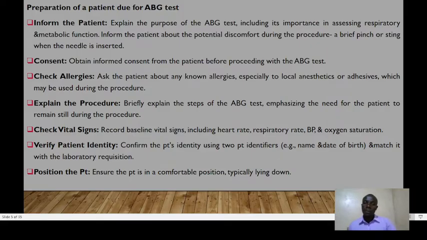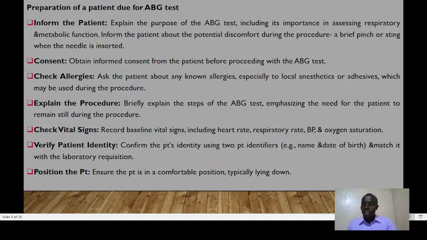Obtaining the consent from the patient before proceeding with the test is very key. Check the allergies. In some cases, people use local anesthetics, so you have to find out if the patient is allergic to these local anesthetics that are likely to be used. Also, explain the procedure to the patient, emphasizing the need for the patient to remain still and calm during the procedure. You have to check the baseline vital signs, including the heart rate, respiratory rate, BP, and oxygen, so that they can be used to compare to the findings.